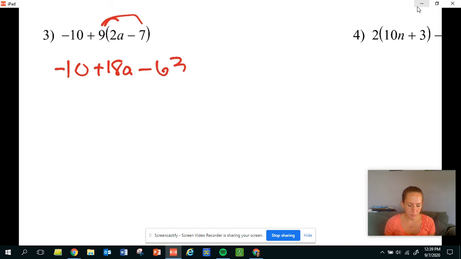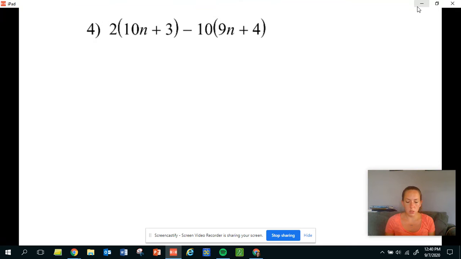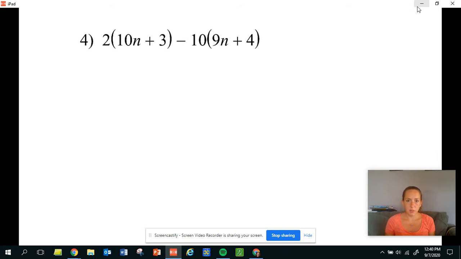-63. There we go. So since I have several terms, I am going to combine like terms. So I only have the one term with an a, so I'm just going to bring that straight down. But then I have 2 that are constants. So I want to add those together to give me -73. So cool.